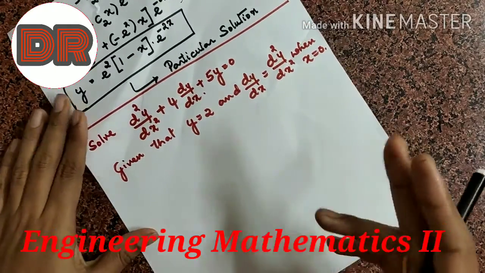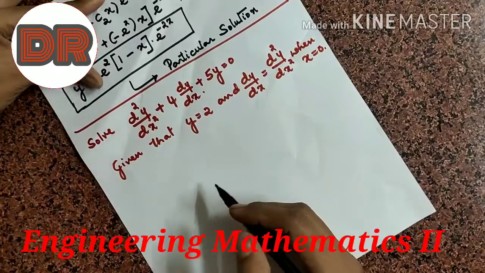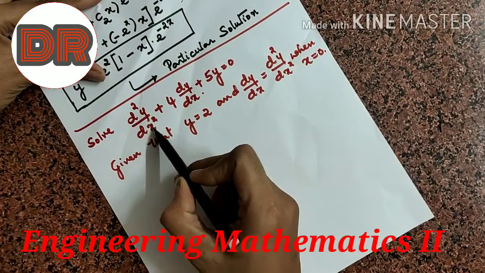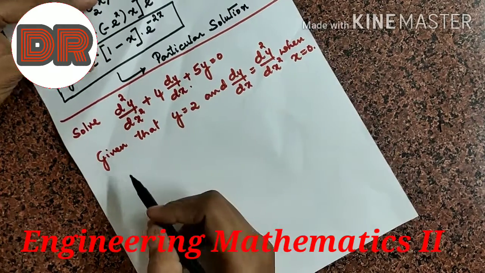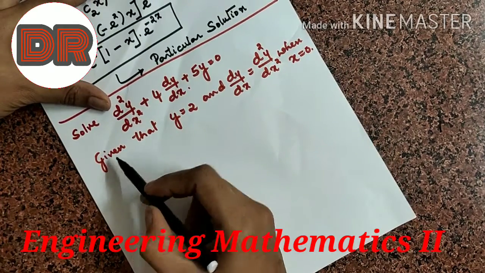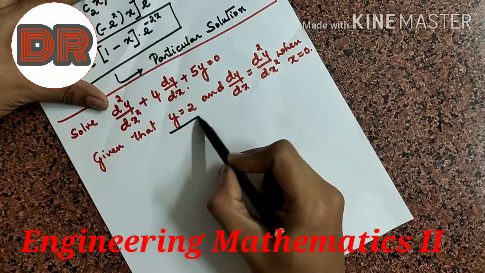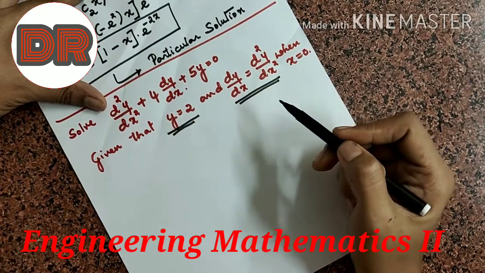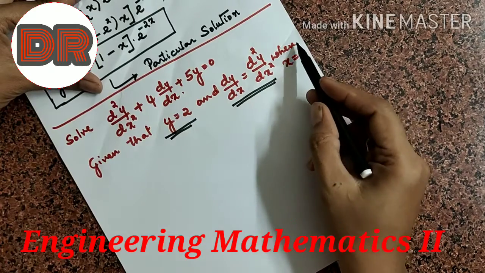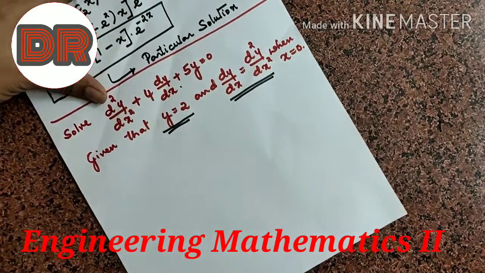Let me take one more example. Solve d square y by dx square plus 4 dy by dx plus 5y is equal to 0. And the conditions are given here, given that y is equal to 2 and dy by dx is equal to d square y by dx square when x is equal to 0. So let us start.